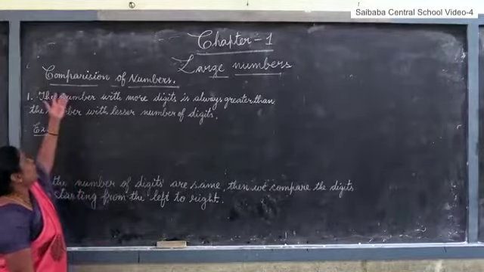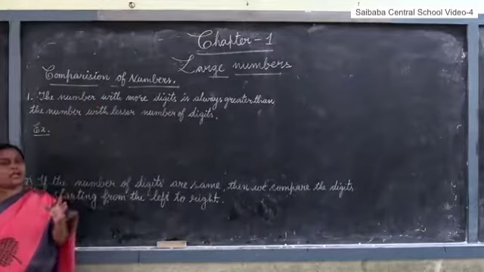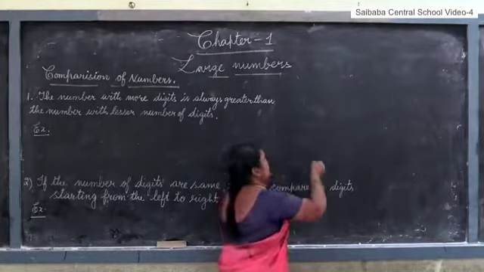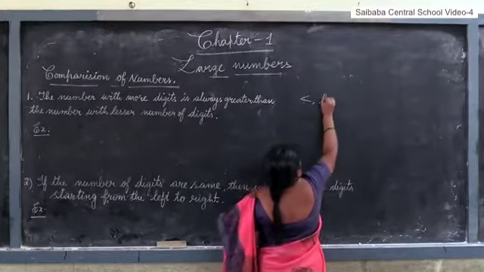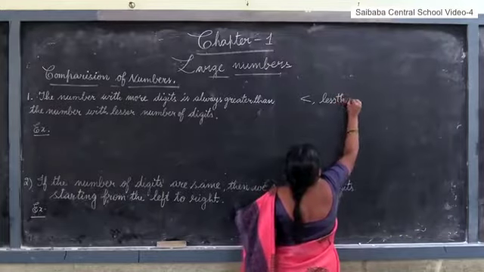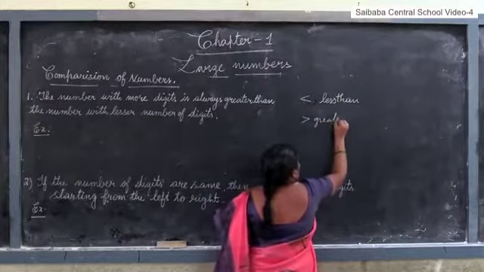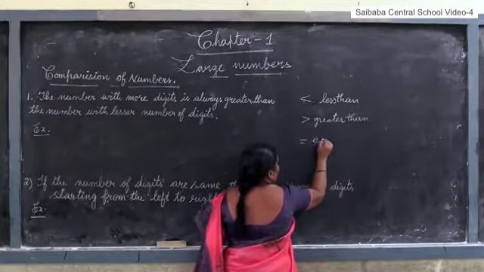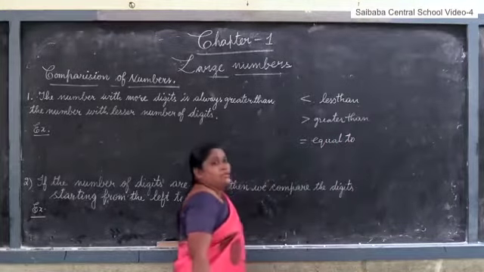Now our topic is comparison of numbers. Comparison is nothing but which is greater and which is smaller. Already you know the symbols. This symbol is called less than, and this is greater than. Then equal to. By using these three symbols, you can compare the given numbers.